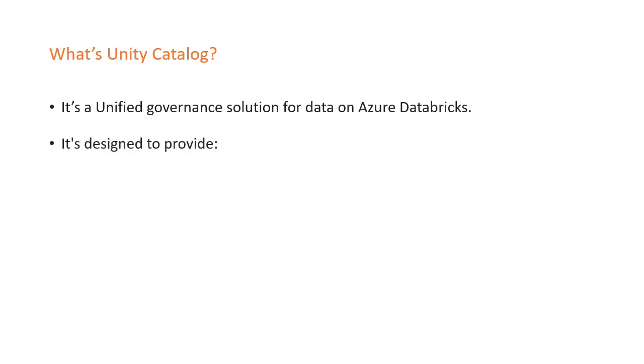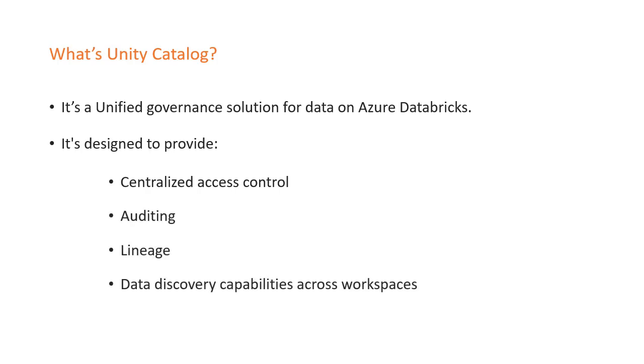It is designed to provide centralized access control, auditing, data lineage, and data discovery capabilities across multiple workspaces. Unity Catalog by itself has no extra cost other than the computation required, but it's true that some extra requirements are needed. For instance, a premium tier Databricks is required for that.